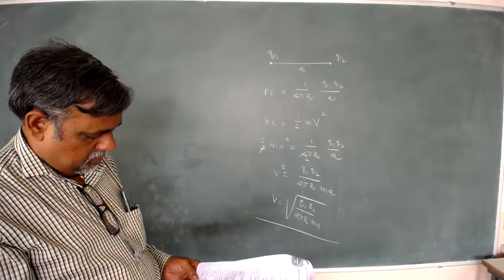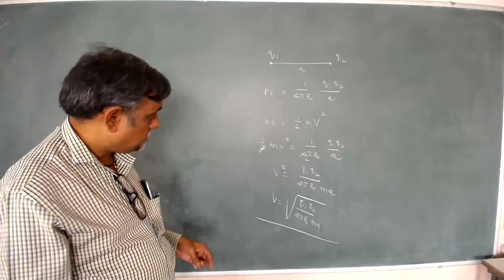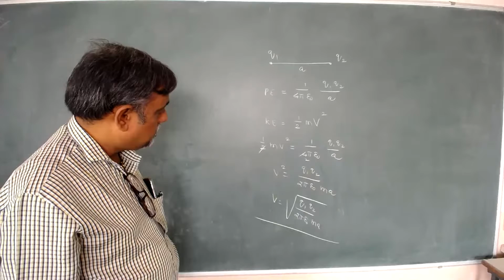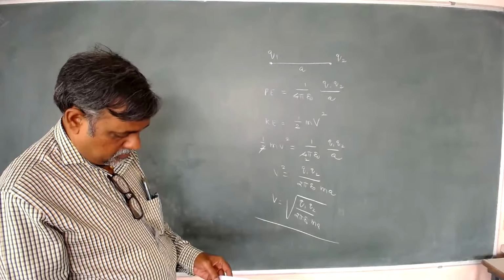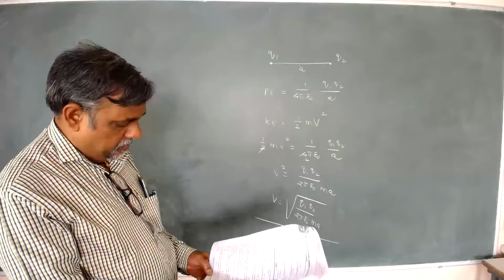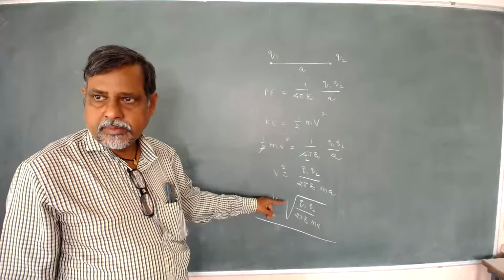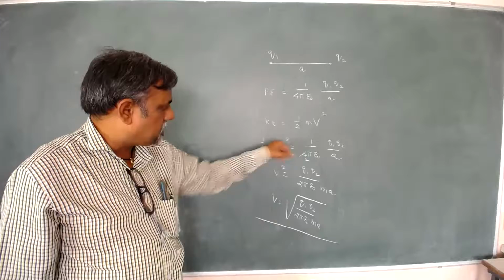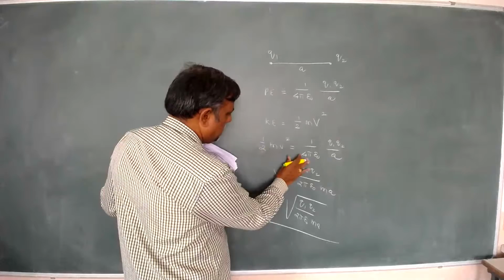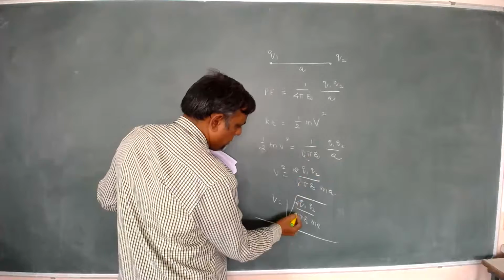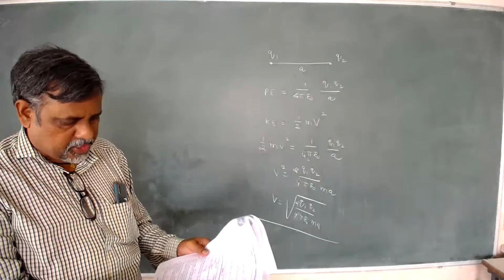None of these. Option C. Both of these mean the same thing. Here I have divided. Yes or no? If you don't divide this, then 2 will go to this side, and this is 2 q1 q2 by 4 pi. So option C is correct. Next.